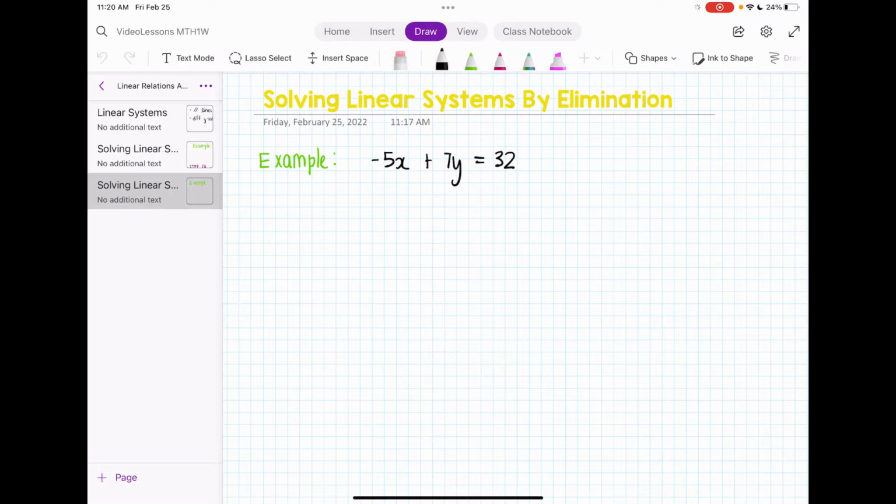This video is going to be on solving linear systems by elimination. Now, we've got one method we did, which was solving by graphing. We did another method, which was solving by substitution. And now we're going to look at solving by elimination.